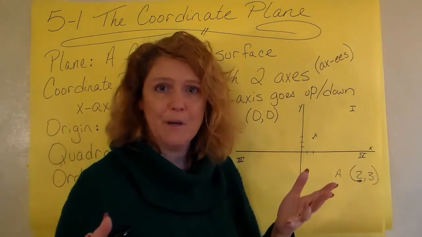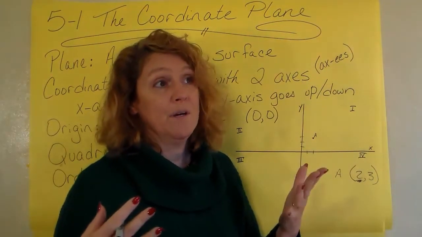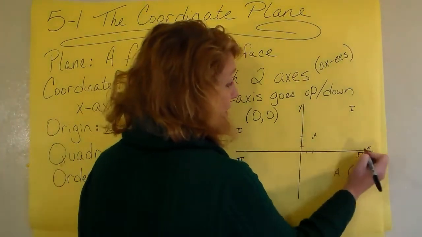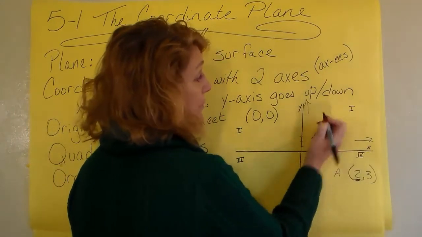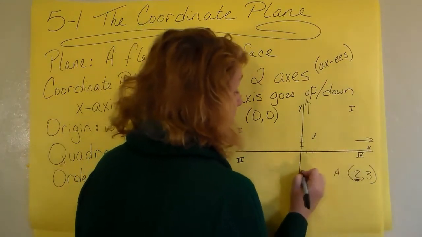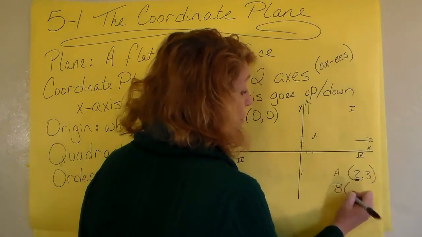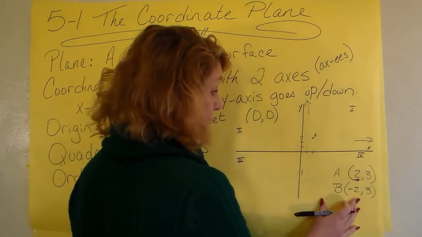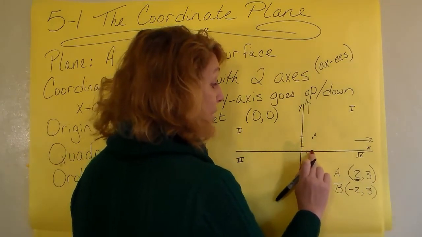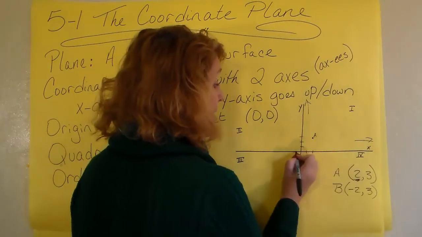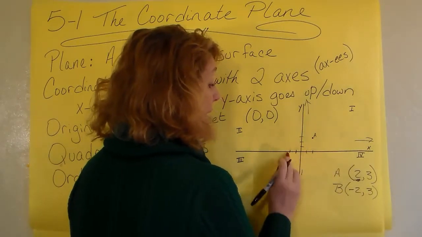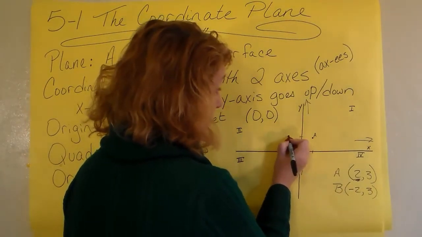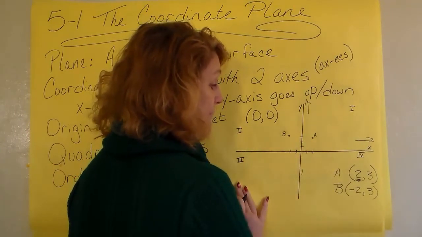Then there are negative numbers. Now, negative numbers will take you in different directions. So I need you to remember that positive is always in this direction and always up. So when you have negative numbers, let's say point B is negative 2, 3. So instead of going in the positive direction on x, we're actually going to go in the negative direction. We're going to go 2 backwards, but we're still going to go up 3. 1, 2, 3. So this point right here is our point B.